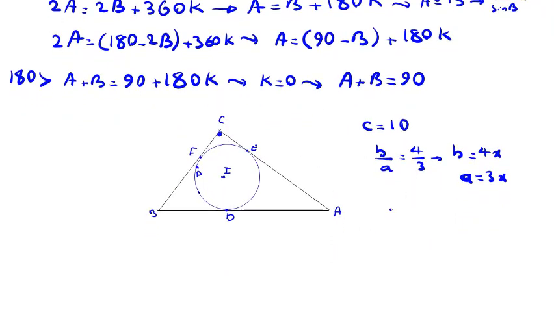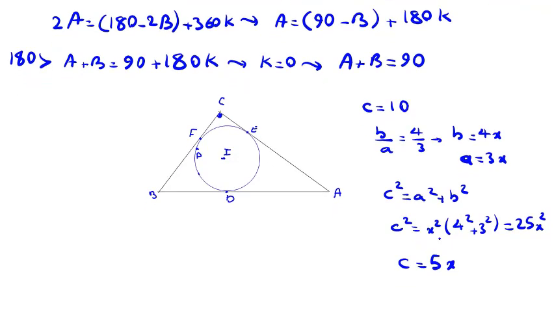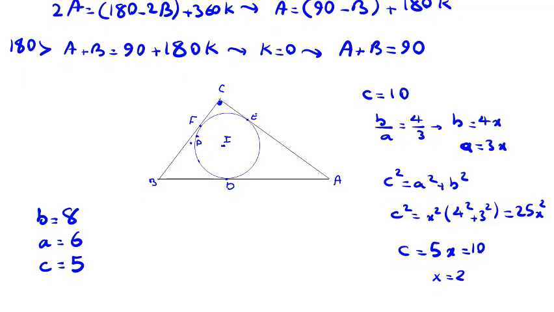We have a right angle triangle, and c squared equals a squared plus b squared, so c squared equals x squared times 4 squared plus 3 squared, which equals 25x squared. So c equals 5x. Now, because we know c is 10, x equals 2. Now we conclude what? b equals 4 times 2, 8, a equals 3 times 2, 6, and c equals 10. Now, we want to find this length.